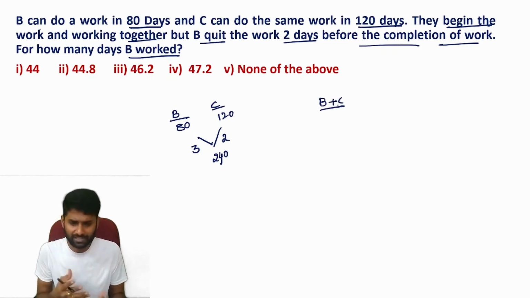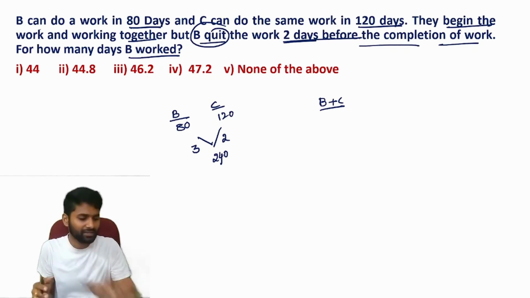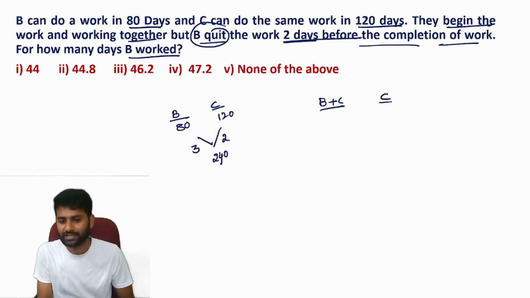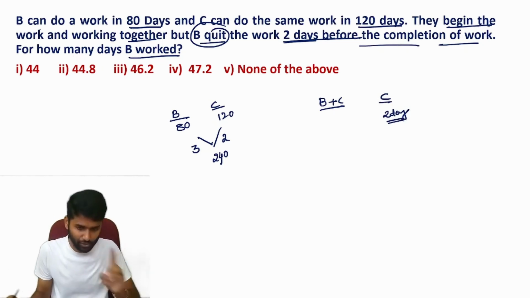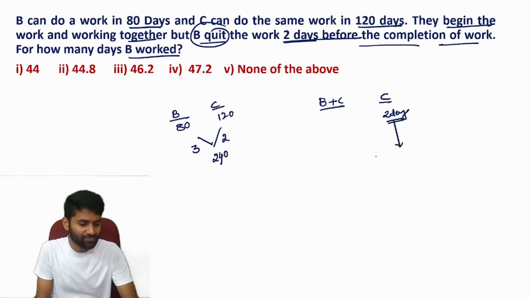We don't know how many days they work together, but they clearly mentioned that B quit the work 2 days before completion of work. See, 2 days before completion, B quit the work. Now you should understand that in the last 2 days, C completes the remaining work. You have to understand that point. It means in the last 2 days C works and the whole work is completed.